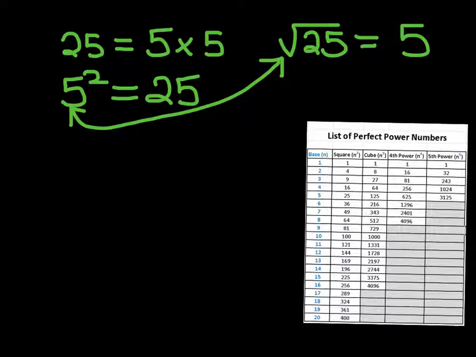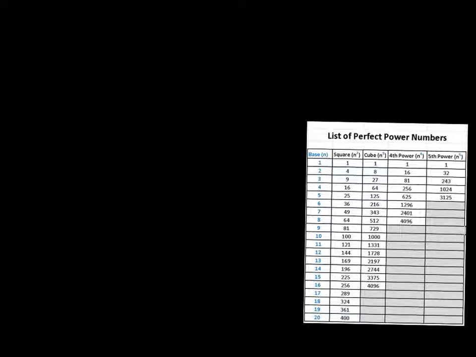So how can we use this idea to take the square root of a number or simplify a number that is not a perfect square? Let's take a look at a number that's not a perfect square and see how this works. So let's look at the square root of 96.